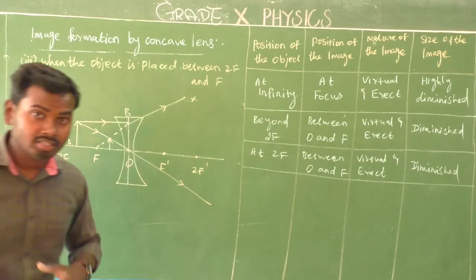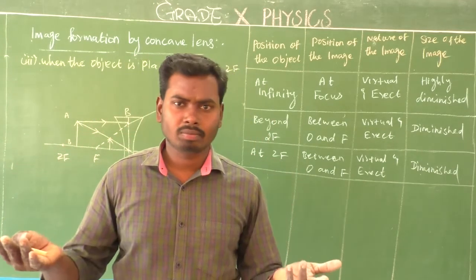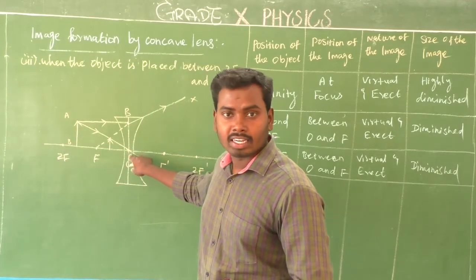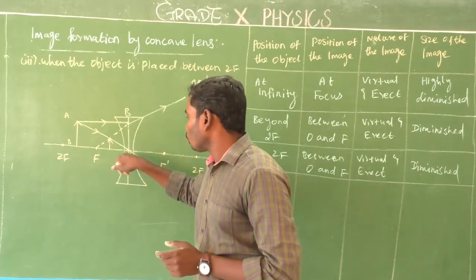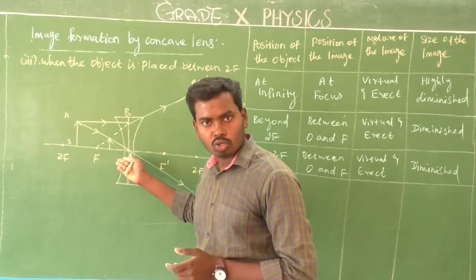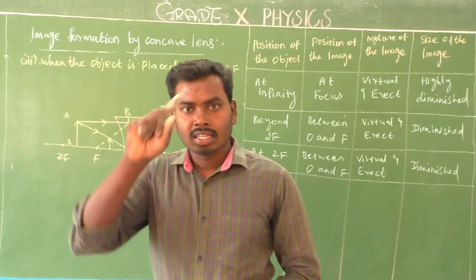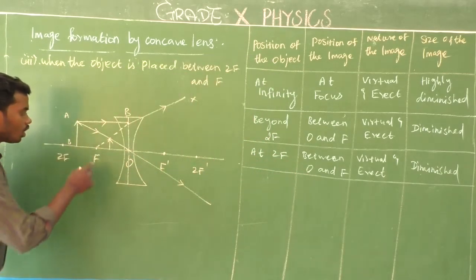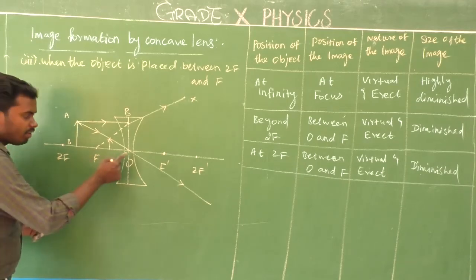Is it clear? So already I said, if the object is placed anywhere between infinity and the optical center of the concave lens, the image will be formed only between this O and F. Am I right? Yes, here also the image is formed between this O and F. That scenario is proved. Is it clear? Yes, very simple. So the image is formed between O and F.